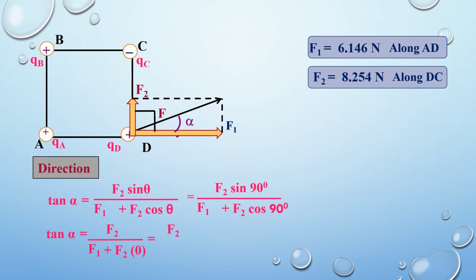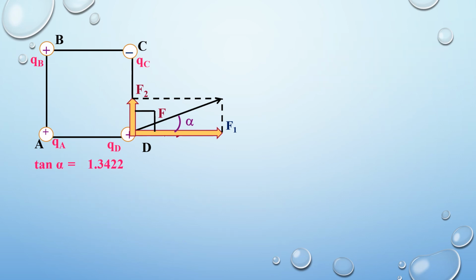In simplifying, F2 divided by F1 gives 8.254 divided by 6.146, which is equal to 1.3422. Therefore, tan alpha is equal to 1.3422, or alpha is equal to tan inverse of 1.3422, where using logarithm tables you can easily find the value for alpha. Alpha is equal to 53 degrees and 19 minutes, which is the direction. Hence you can say it is a direction with respect to F1. And if you find out 90 degrees minus alpha, you will get the direction it is making with F2.